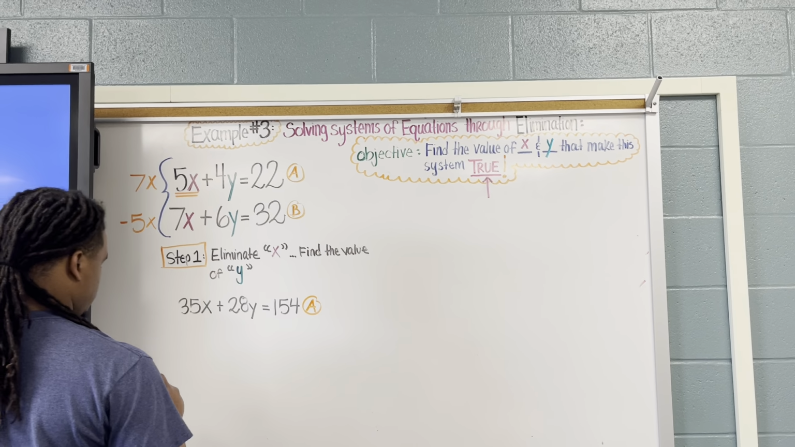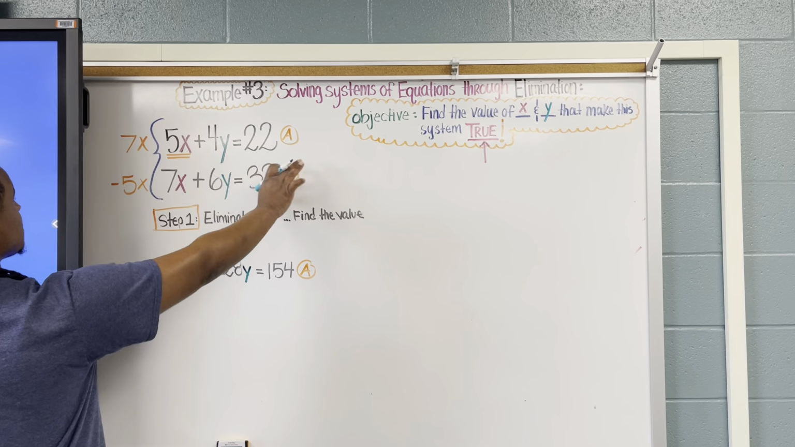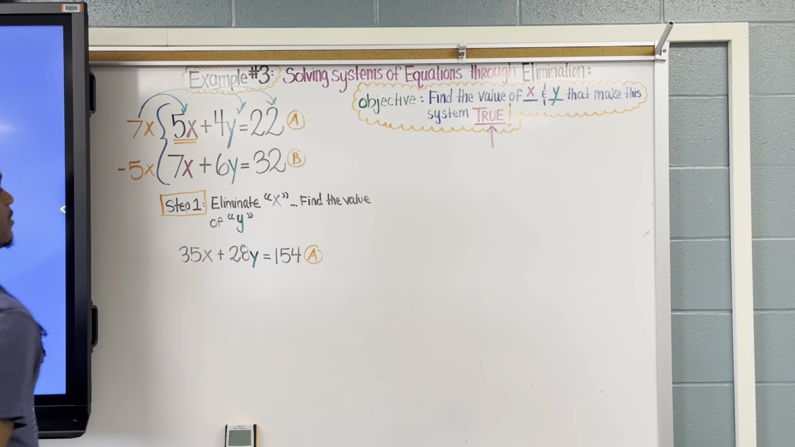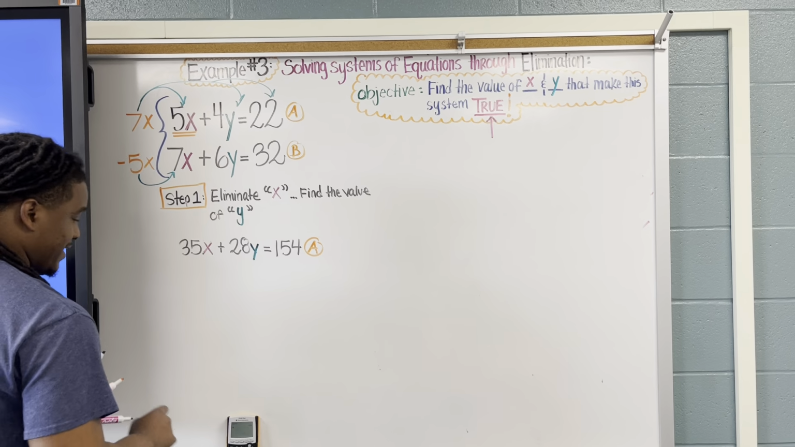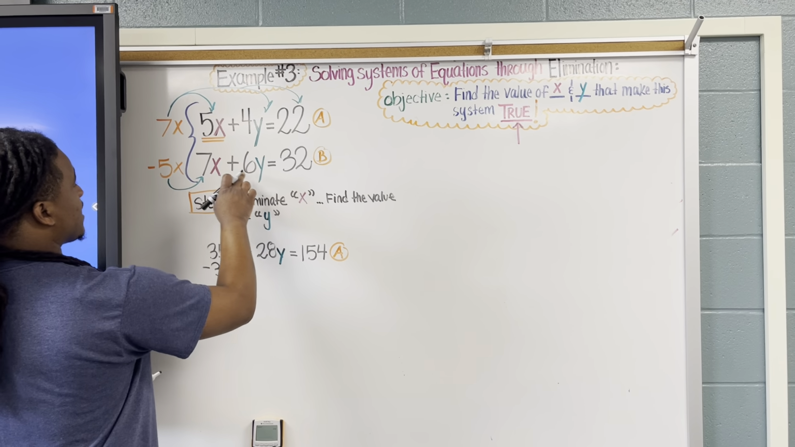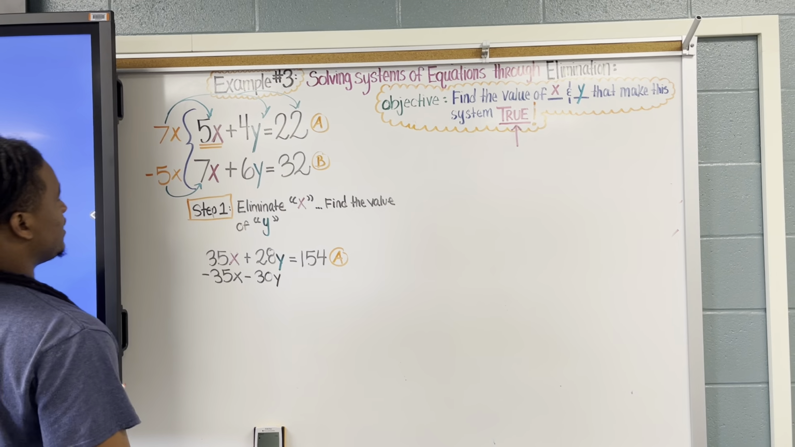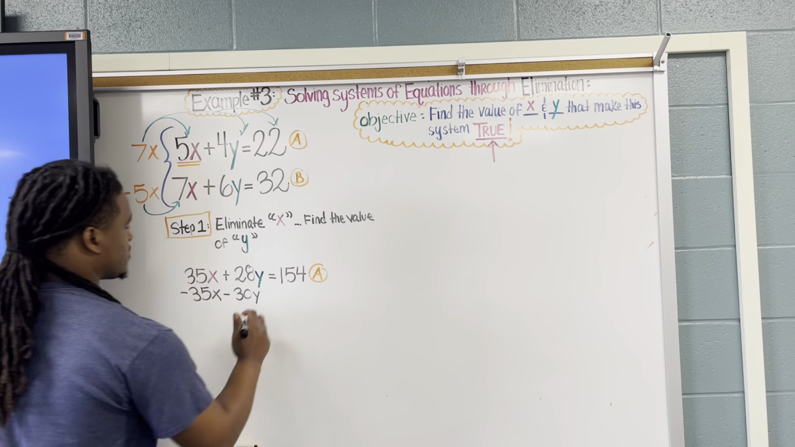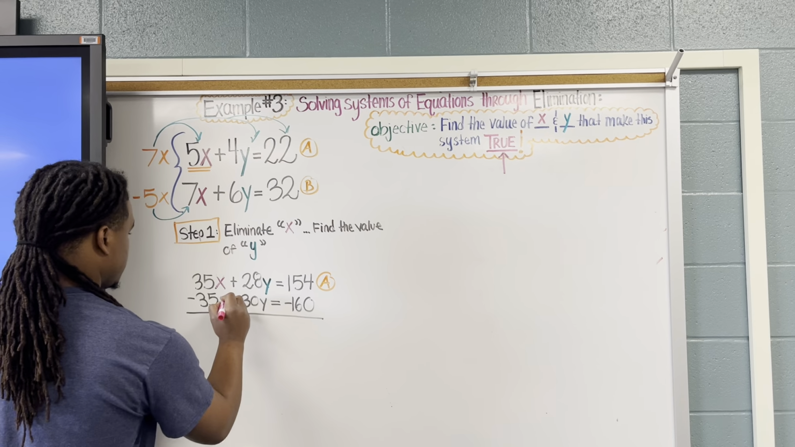I'm going to color code everything so we can see everything clearly. All I did was multiply the first equation, equation A, by 7. Now for this one, I'm going to multiply everything by negative 5. A negative 5 times 7x is a negative 35x. Negative 5 times 6y is a negative 30y. And negative 5 times 32 is a negative 160.